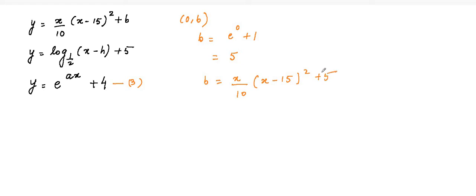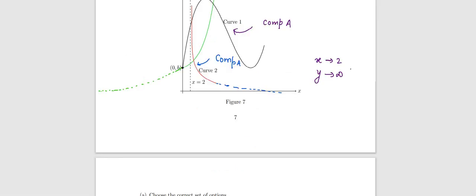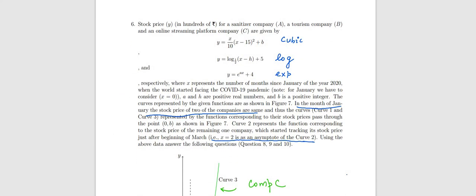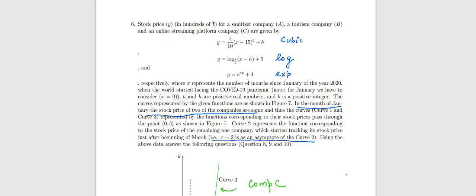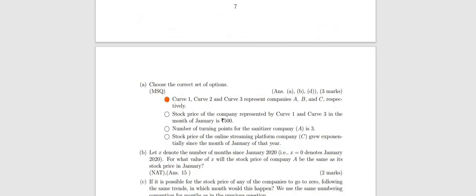Now it's asking what will be the value of stock in the month of January. Already it was stated that month January represents nothing but x equal to 0. So put x equal to 0 in this equation, and you will see that b will be 0 plus 5. It means that the value of b is equal to 5. But in the question it was given that the stock price is given in 100s. So 1 unit has 100, and we have obtained 5, so it will be 500. So option B is also absolutely correct. Let's mark this option B too.